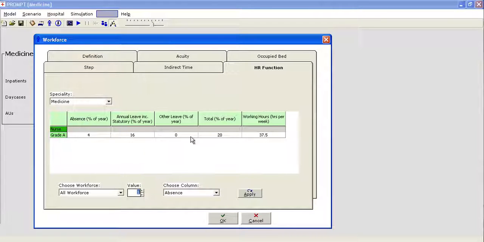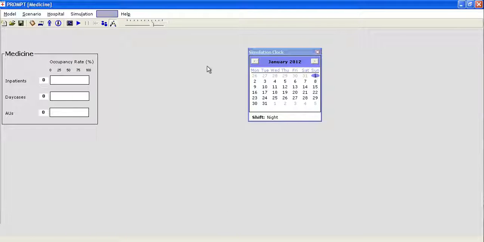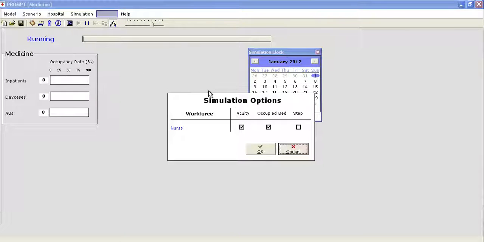Again, these are all user-defined parameters, and these are just based on some standard numbers from the literature, which shows that 20% of the year the nurses are on some sort of leave, either sick leave or absence leave or holiday, and they work 37.5 hours per week in this particular hospital. But I can come back and change that, which I will. So I OK that. I rerun exactly the same model with just now the occupied bed method.